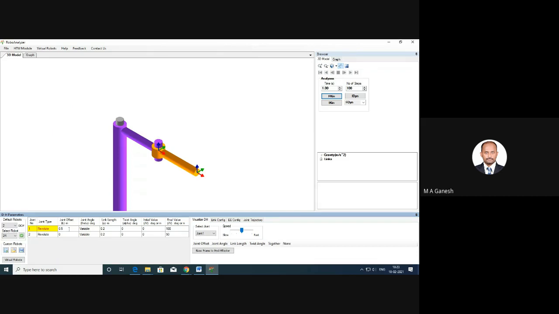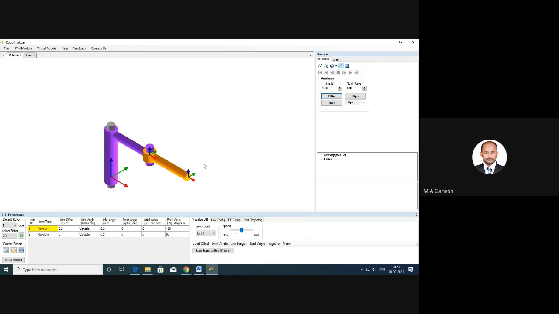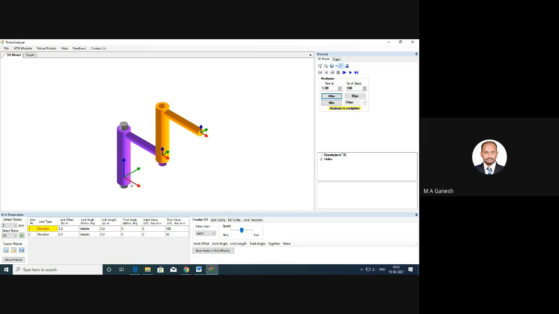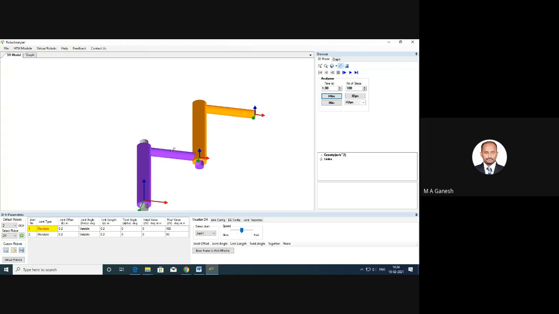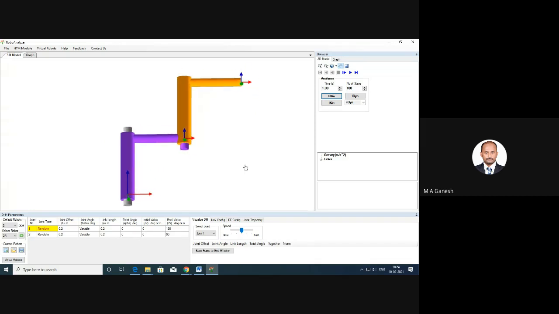If you change it to 0.2, you get a reduced height according to the value you are giving. So if the joint offset is equal to 0.2, you can see here that the link is connected at a height of 0.2 meters. So this is what joint offset is. Depending on what work volume you need, you can select the joint offset.